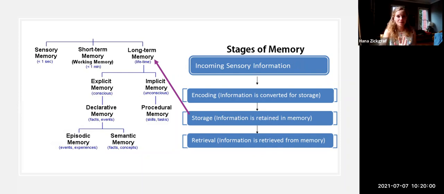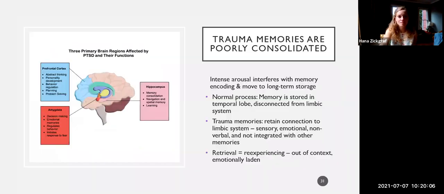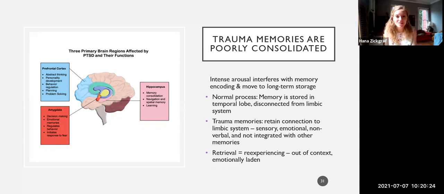And all of these stages are altered and messed up when we try to encode a trauma memory, and particularly when someone develops PTSD. One of the key etiological factors in PTSD is that trauma memories are poorly consolidated. They're not encoded well, and they're not stored properly. So when a memory is encoded during a period of intense arousal, like really strong sympathetic nervous system arousal, or even more so during dorsal vagal complex arousal, when we may be dissociating and not encoding memories at all, this interferes with the way that the memory is encoded and the way that it's stored in long-term memory.